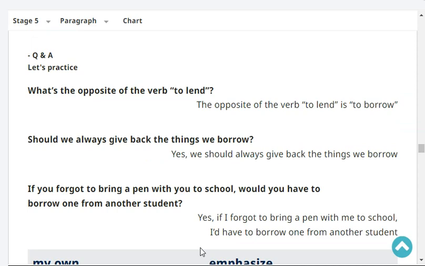What's the opposite of the word to lend? The opposite of the word to lend is borrow. It's borrow. Should we always give back the things we borrow?